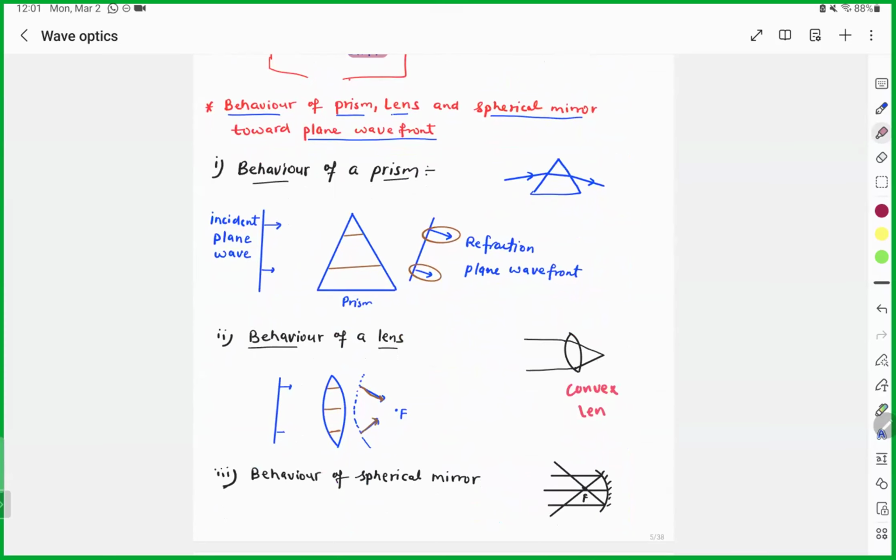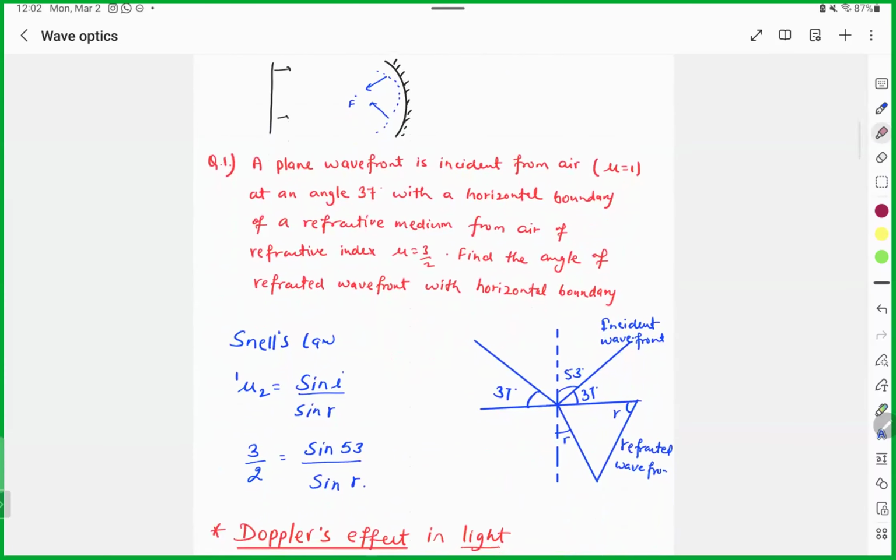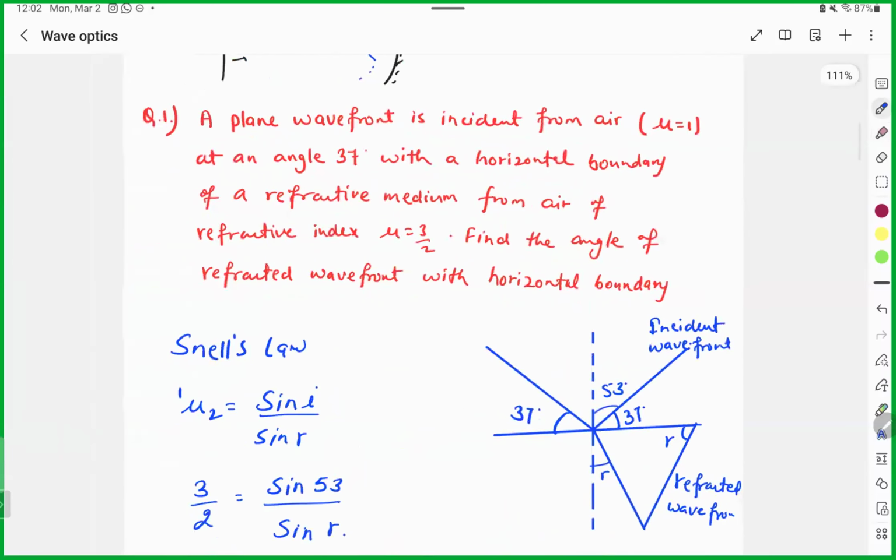Next, the behavior of how a lens, prism, and mirror will behave when a wavefront passes through them. Same as what happens with normal light: in the prism there will be refraction. In the case of a lens, there will be converging of the wavefront. In the spherical mirror, the same converging, but in the opposite direction, by the reflection process. So again, this is not important for the NEET exam. Look at this, I will directly explain this question.